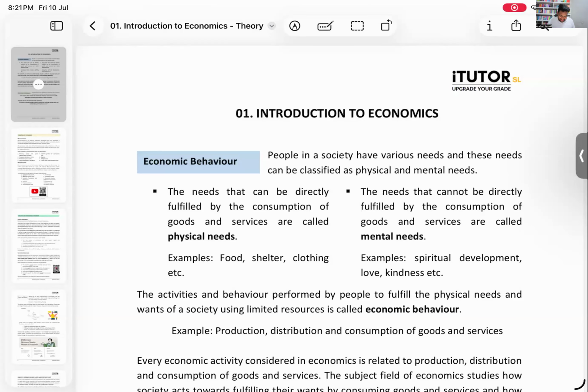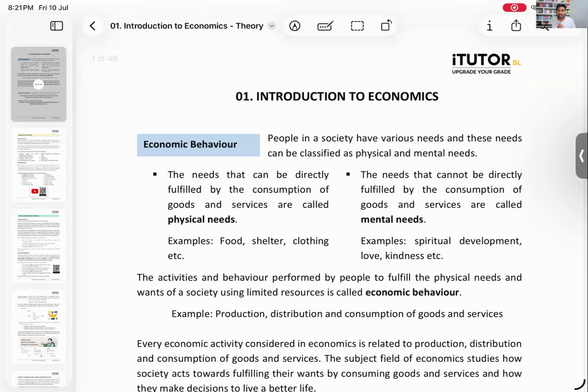Let's get started. We'll start with a very simple concept about economic behavior. These are normal things that you and me, we all do. You all know that people, you, me, all of us, have physical and mental needs and wants. What are physical needs? Physical needs, we say, are the needs that can be fulfilled by consuming a good or service. If you can fulfill it by consuming a good or service, that's called a physical need.